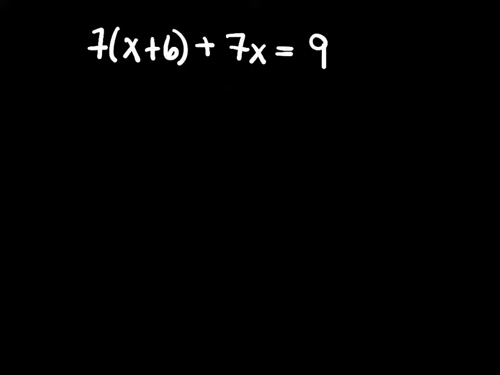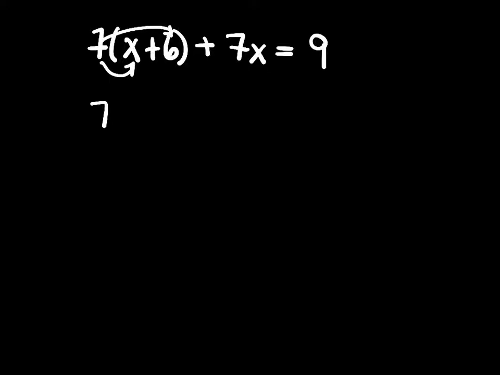Okay, we have 7 times parentheses x plus 6 plus 7x equals 9. In this case, we have a set of parentheses we have to deal with. So since we have a number outside of those parentheses we must distribute, we must multiply the 7 by everything within the parentheses. So 7 times x and 7 times 6.